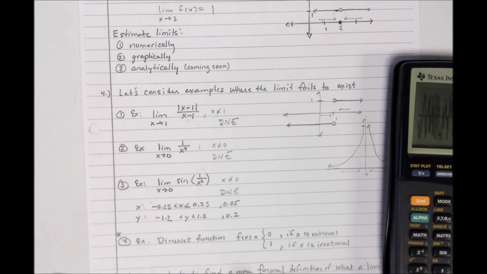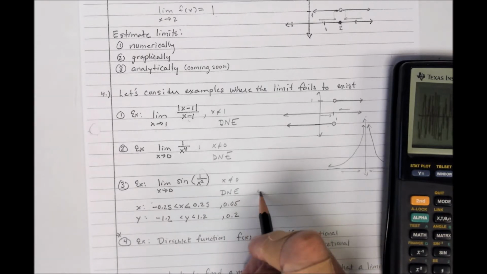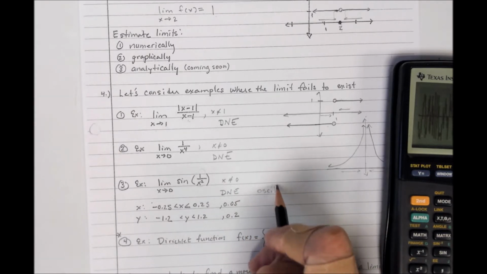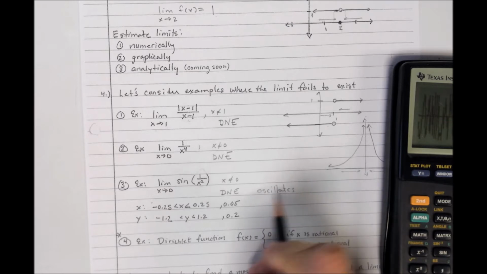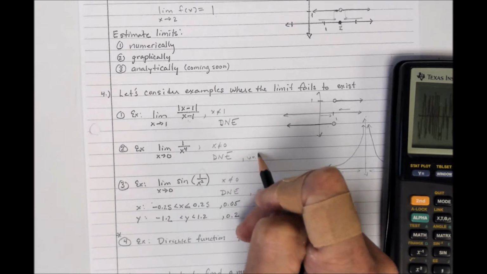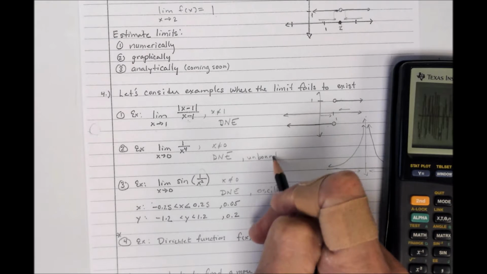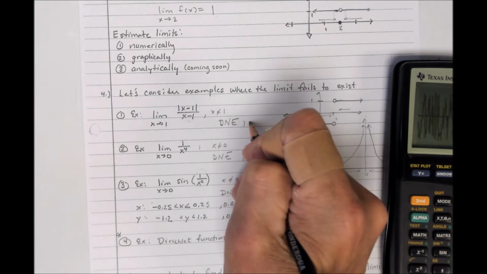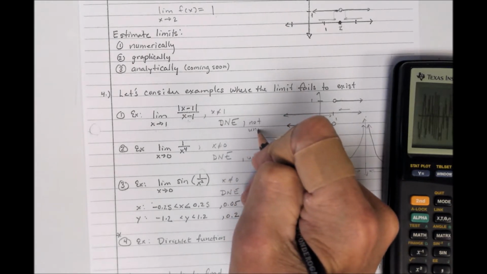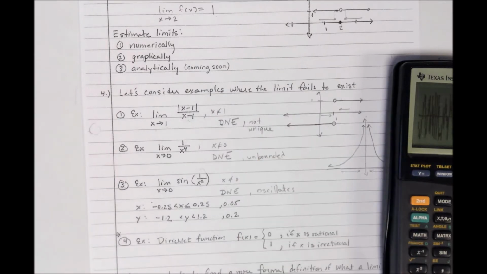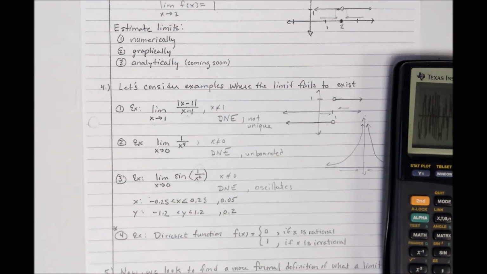And if they ask you why, you could use the term it oscillates. Oh, two L's, I think. Here it's unbounded. And here it's not unique. And those are the three main themes that I can think of that occur.